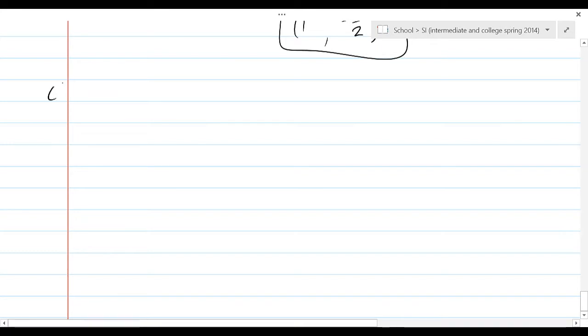Part C. We've got 1/2, 1/3, and negative 1/2, negative 2/3. Interesting. Well, let's plug it right into our formula.